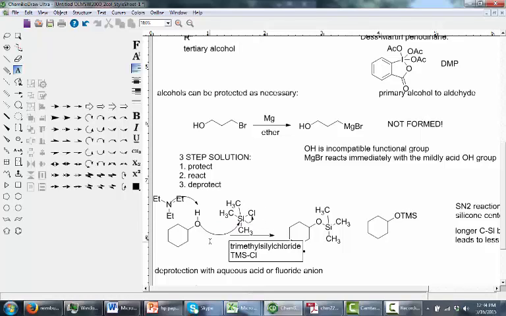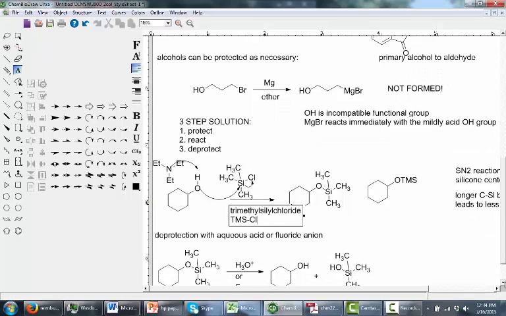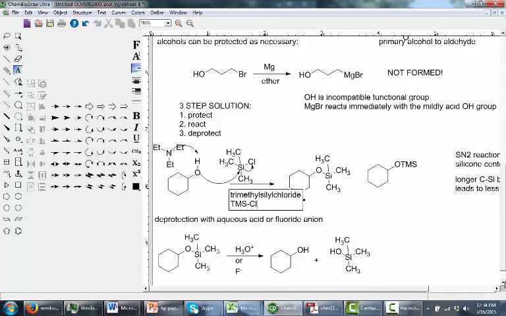If I react this trimethylsilyl chloride with an alcohol, an OH group, and a base like triethylamine, that triethylamine will pull off this hydrogen, use the oxygen to attack the silicon, kick off the chloride, an SN2 type reaction. And what I form from there now is this OTMS, this protected alcohol version. I abbreviate that as OTMS. That's an oxygen bound to a silicon with the 3 methyl groups. And this protected alcohol turns out to be inert to all kinds of reactions.